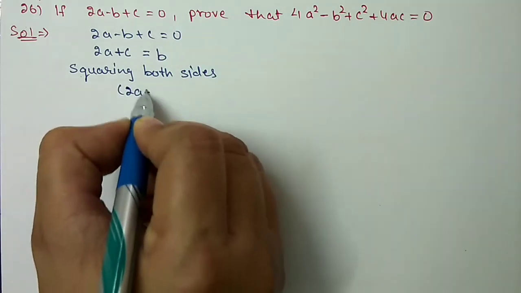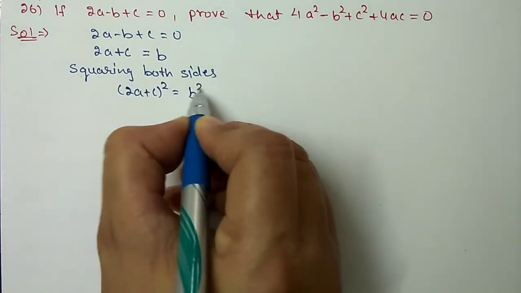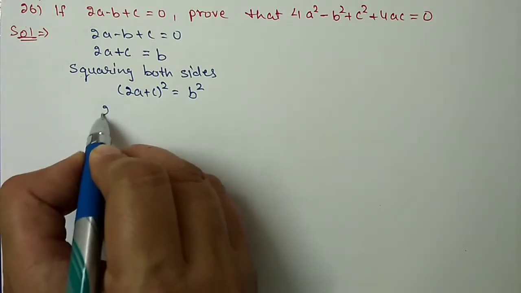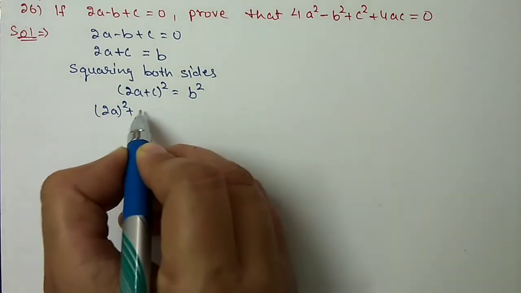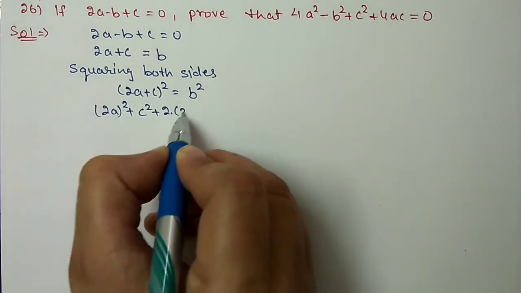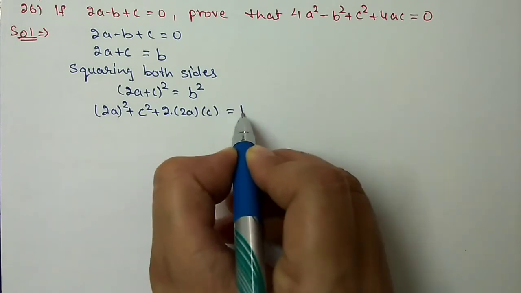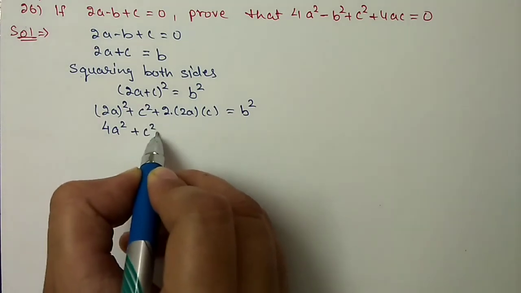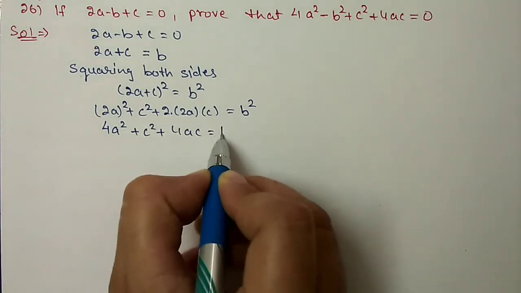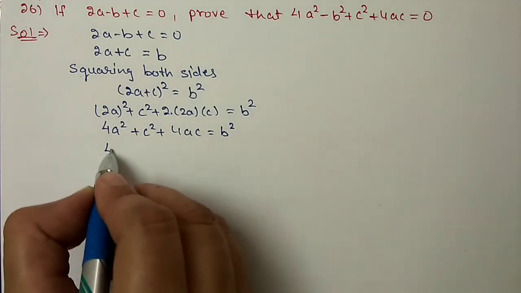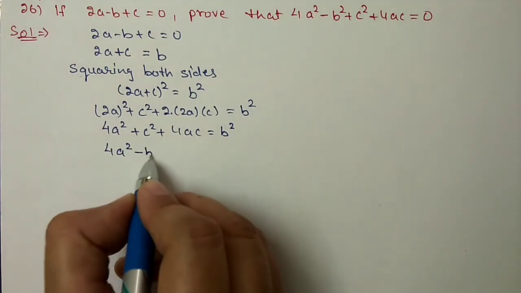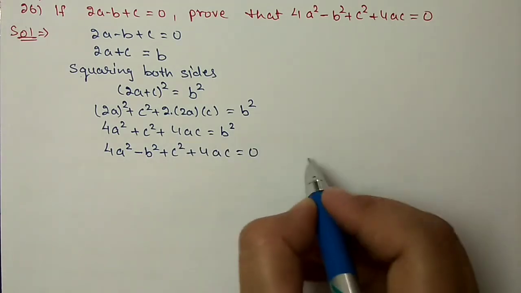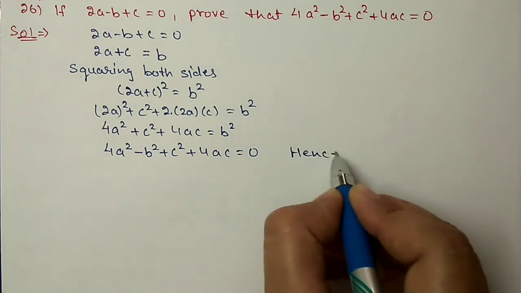Then we have 2a plus c whole square equal to b square. This side, apply the x plus y whole square formula. We will get 2a whole square plus c square plus 2 into 2a into c equal to b square. So after squaring, this will become 4a square plus c square plus 4ac equal to b square, and this b square we can shift again to this side. 4a square minus b square plus c square plus 4ac is equal to 0, and it has proved.